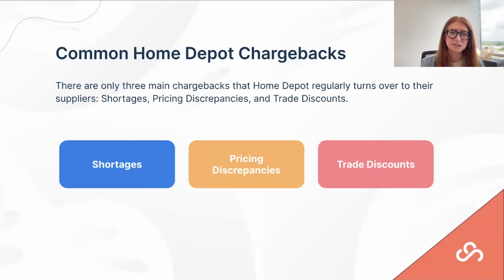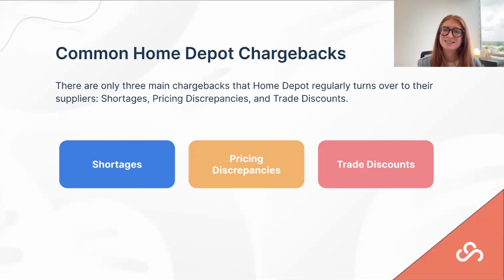But really diving into the main three we have here, shortages. Of course, that's where Home Depot believes that the quantity received is different from the quantity that was invoiced. They did not receive all of the product. Again, probably something that we're all very familiar with, unfortunately. And then pricing discrepancies, of course, if there was anything with the pricing of the SKU that was off, versus what was ordered and what was invoiced.